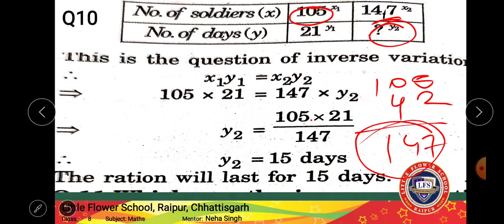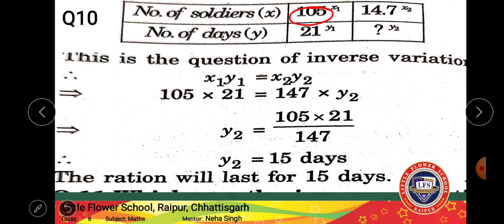So again x1 y1 equals x2 y2. We can find the value of y2. We'll see the cancellation part in which most of you have doubts. 7 3s are 21, 7 2s are 14, 7 1s are 7, 3 1s are 3, 3 7s are 21, 7 1s are 7, 7 1s are 7, 3 carried, 7 5s are 35. The answer is 15 days. So for 147 soldiers, how many days will the food last? For 15 days. Okay.